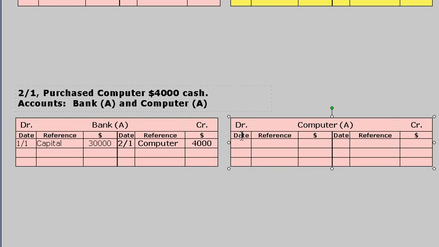And then I'm going to go to the computer account and I'm going to record the date, the name of the other ledger account which is affected, and the value, $4,000. I've put a debit entry into the computer account because it's an asset and the value of the asset has increased. So debit computer equals the credit to bank. The value of the credit equals the value of the debit for that transaction. The bank was credited to reduce the value of the asset. The computer was debited to increase the value of the asset. The value of the debits equal the value of the credits.